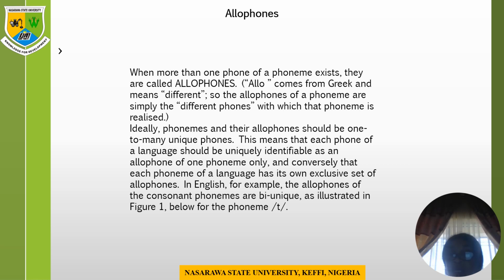Ideally, phonemes and their allophones should be one to many unique phones. This means that each phone of a language should be uniquely identifiable as an allophone of one phoneme only, and conversely, that each phoneme of a language has its own exclusive set of allophones. In English, for example, the allophones of the consonant phonemes are biunique, as illustrated in Figure 1 below for the phoneme T.